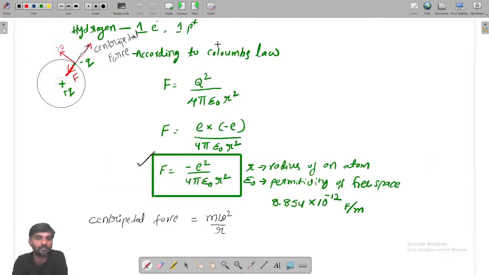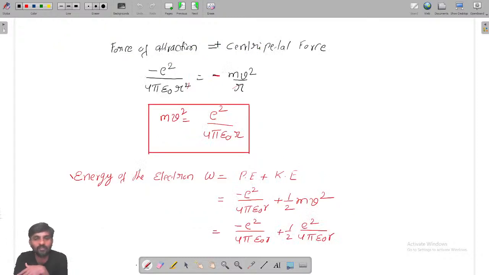Now we have discussed that when there exists a positive charge and a negative charge, there exists a force of attraction, and that is according to Coulomb's law. We have seen F is equal to minus e square by 4 pi epsilon naught r square, and definitely there will be an opposite force which is called centripetal force, whose formula is going to be mv square by r, and these two are going to be equal. So then mv square is going to be e square by 4 pi epsilon naught r.